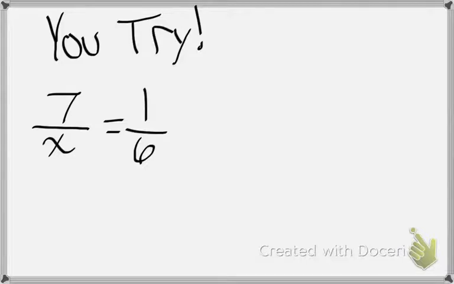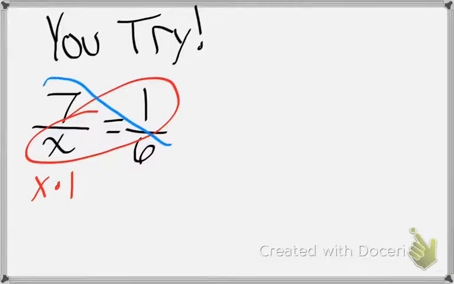Okay, we're going to use the cross product property. Multiply in either direction first, it doesn't matter. So x times 1, don't forget to go in the other direction. I just use two different colors so you can see what comes from where. And now those will always be equal to each other. Multiplying in one diagonal direction will always equal multiplying in the other diagonal direction.